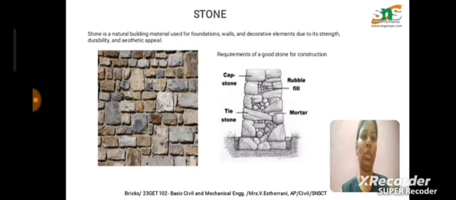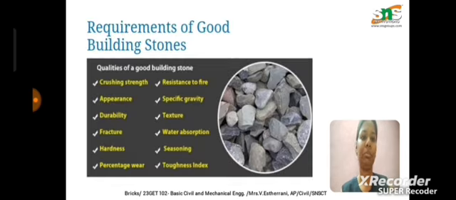Next one is the stone. Next we come to the stone. Stone is a natural material that is used for the walls, for the decoration, and mainly this stone is used because of its strength and durability, and it is used for the aesthetical appearance.